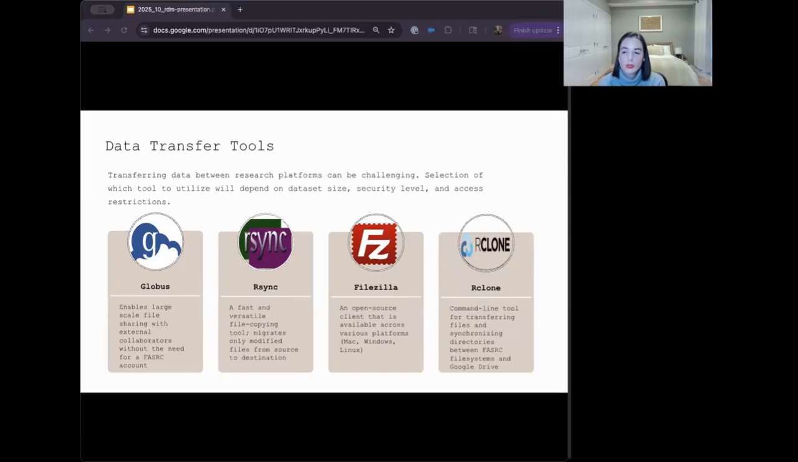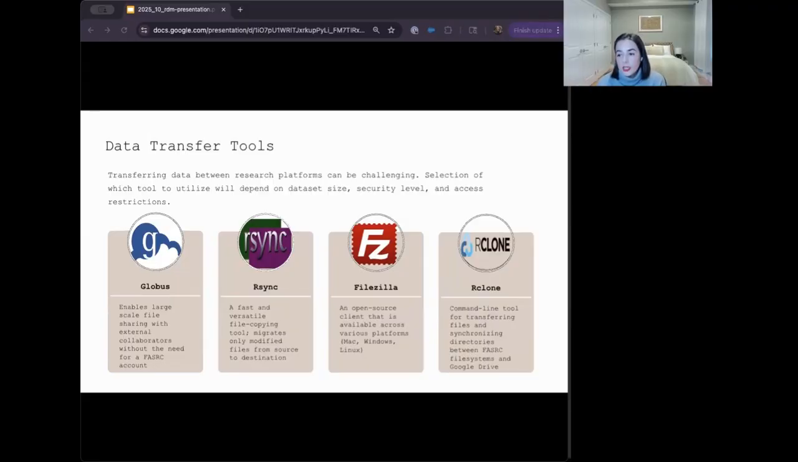So one of the more popular tools that we recommend is Globus. It enables file sharing with external collaborators. So if you're working with other institutions, Globus is a great tool. And then there's rsync, which is a fast and versatile file copying tool. You can migrate modified files from source to destination. So the nice thing about rsync is that if the transfer halts in the middle for some reason, it can pick up where it left off instead of restarting and copying everything from the beginning.